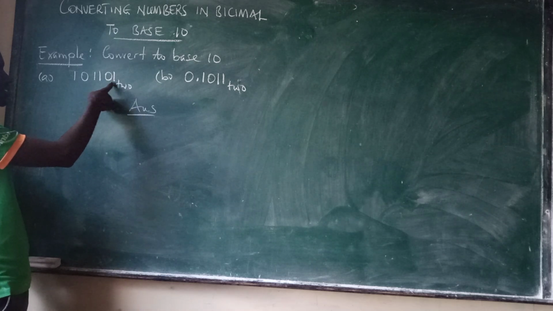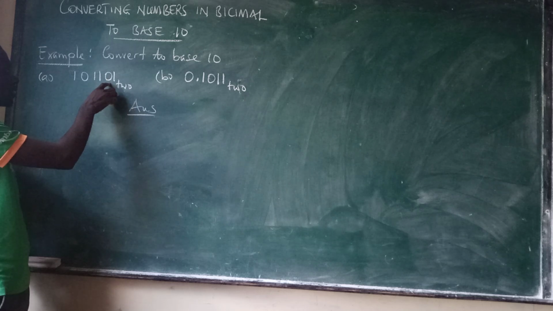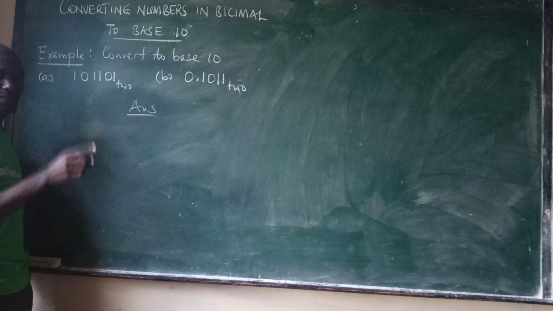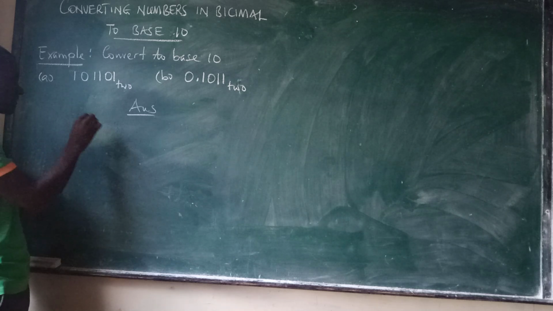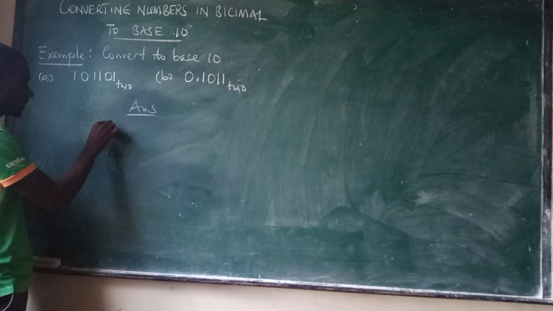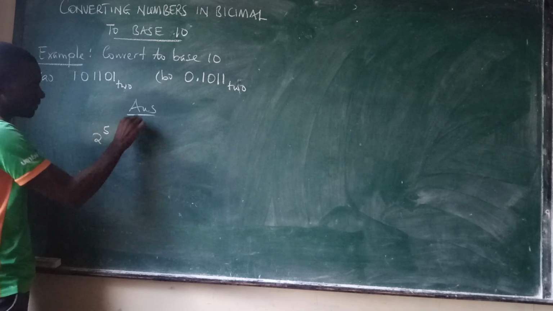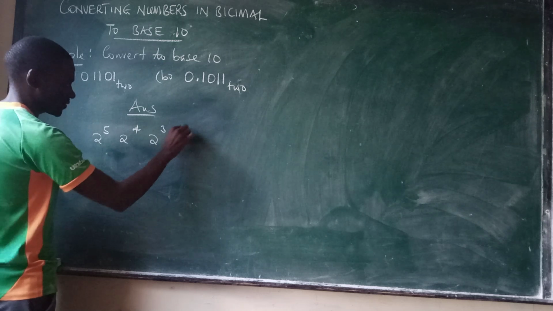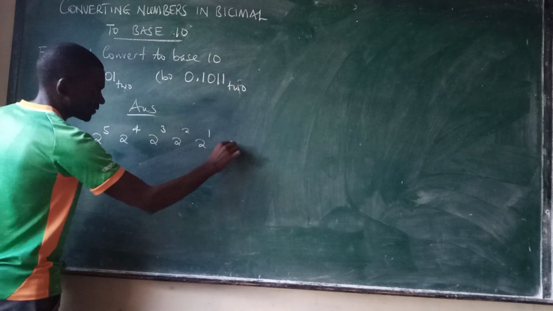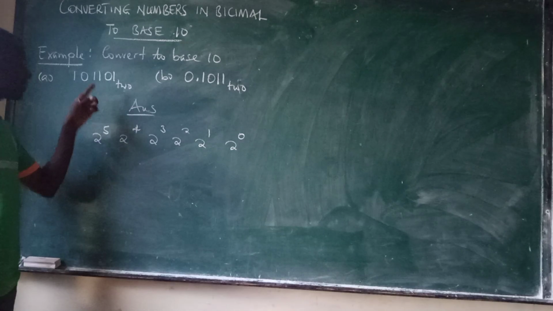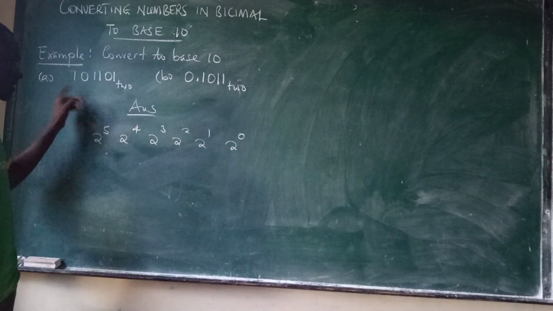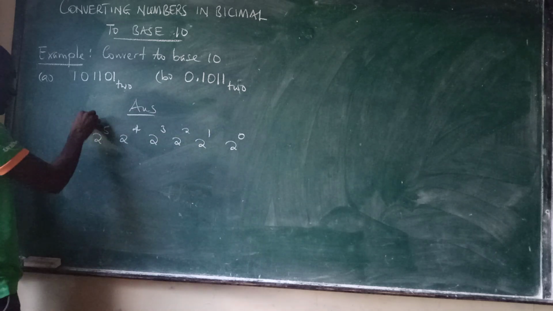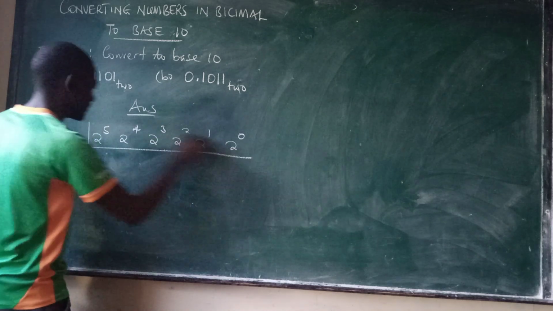Let's see, 2 power 0, 2 power 1, 2, 3, 4, 5. So we'll have these place values. Since we are in base 2, these are the place values: 2 power 5, 2 power 4, 2 power 3, 2 power 2, 2 power 1, 2 power 0. I've counted the place values here, and I want to align them according to those. So this is the table.